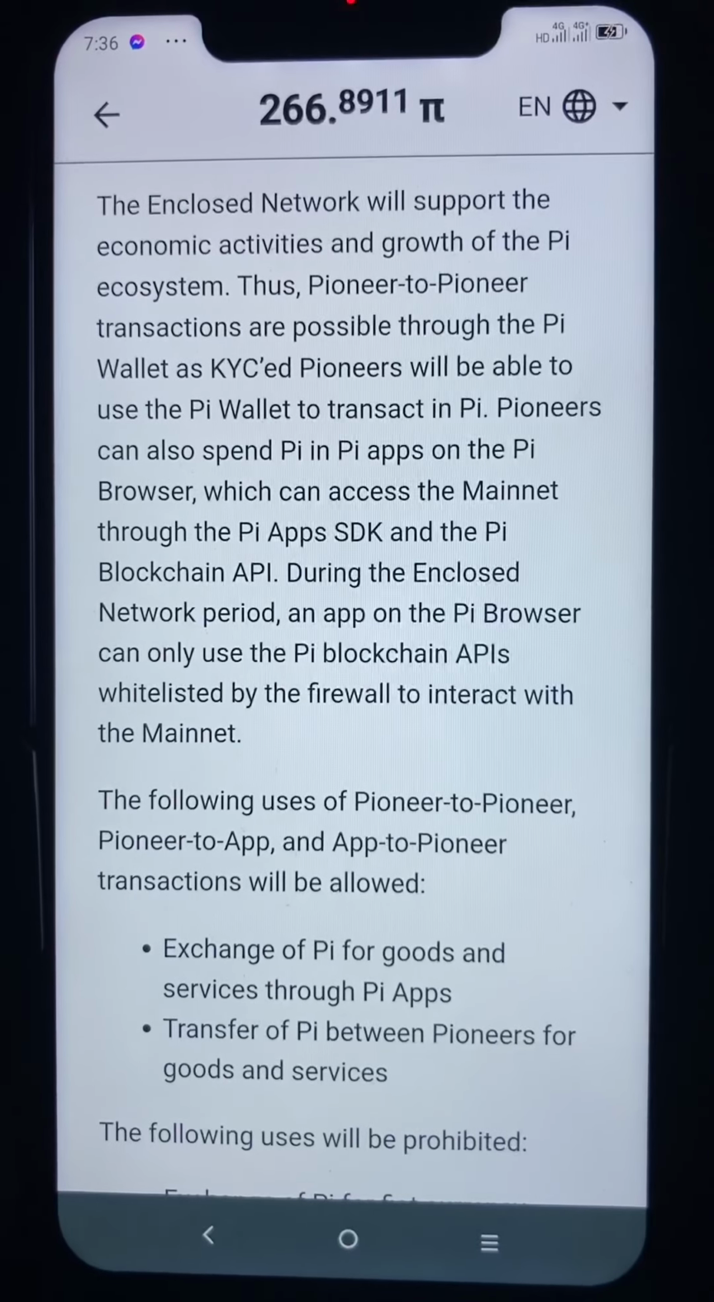Alright, okay. The enclosed network will support the economic activities and growth of the Pi ecosystem. Thus, pioneer-to-pioneer transactions are possible through the Pi wallet, as KYC pioneers will be able to use the Pi wallet to transact in Pi. Pioneers can also spend Pi in Pi apps on the Pi browser, which can access the mainnet through the Pi apps SDK and the Pi blockchain API. During the enclosed network period, an app on the Pi browser can only use the Pi blockchain APIs whitelisted by the firewall to interact with the mainnet. The following uses of pioneer-to-pioneer, pioneer-to-app, and app-to-pioneer transactions will be allowed.